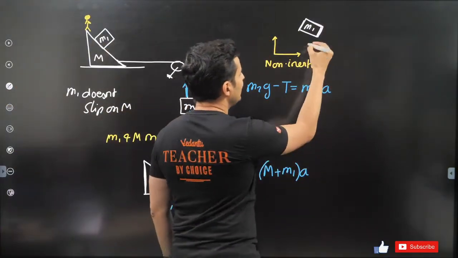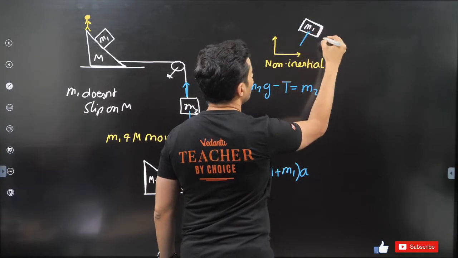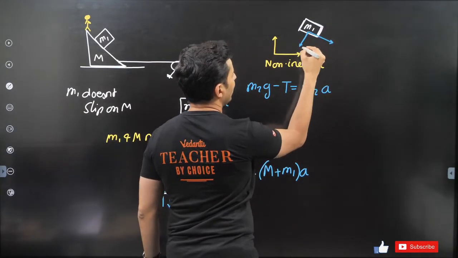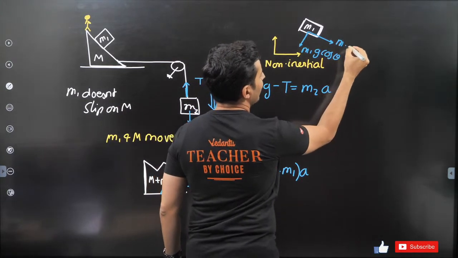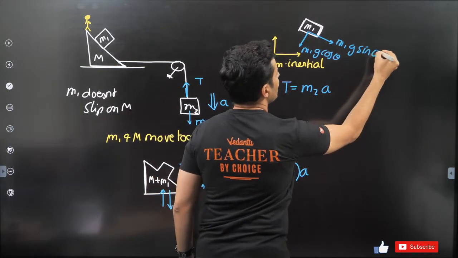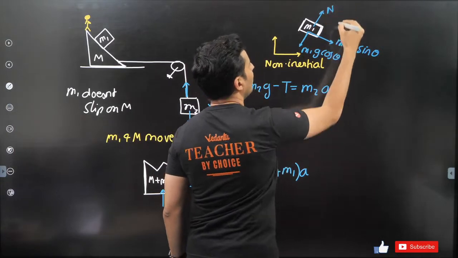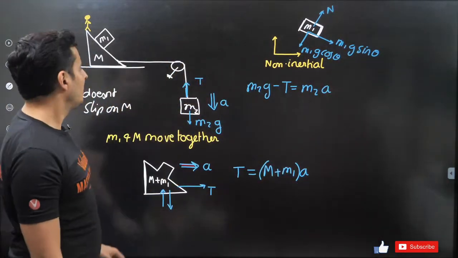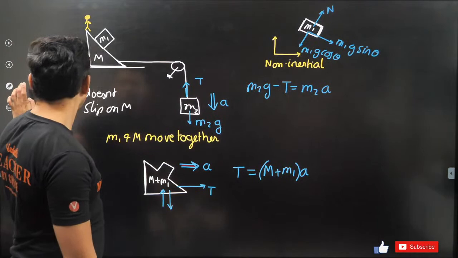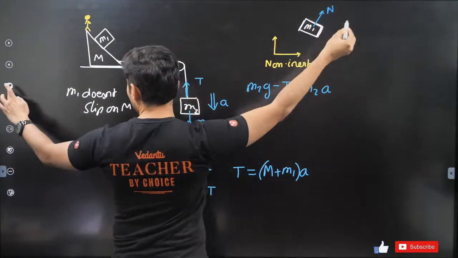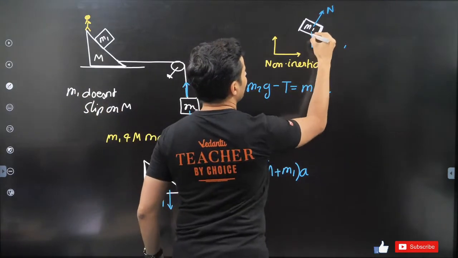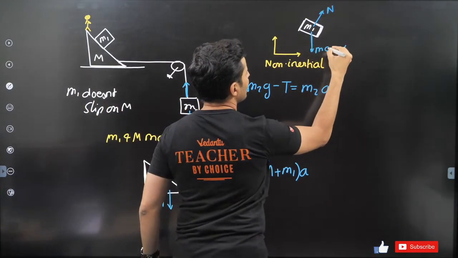So M1 will definitely experience two components of weight. One is your M1G cos theta and M1G sin theta. You will also have normal over here. If you don't want to write the components of M1G right now, fair enough, I can show it later on also. You can just think there is one weight downwards to keep it simple.